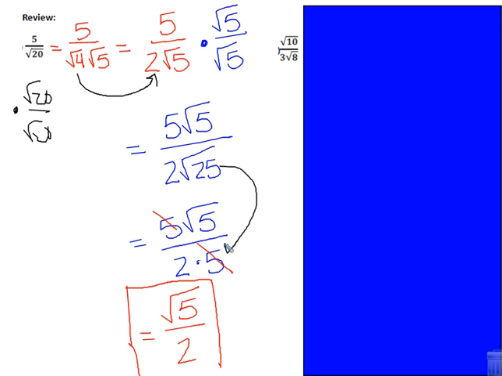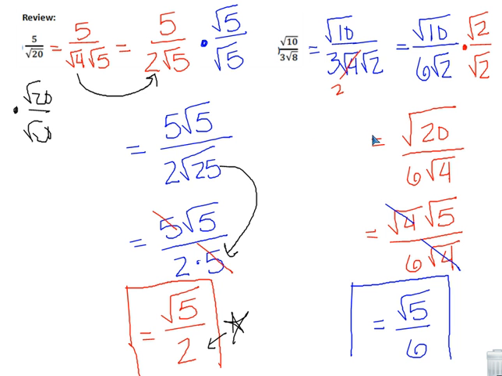So again, notice how I lost the check mark. I simplified this so I lose the symbol. And I have a 5 up top, a 5 on the bottom, so those can go away. I'm left with the square root of 5 over 2. And notice how there's no more square root in the denominator. That's what we're looking for. All right, so let's check out the second one.